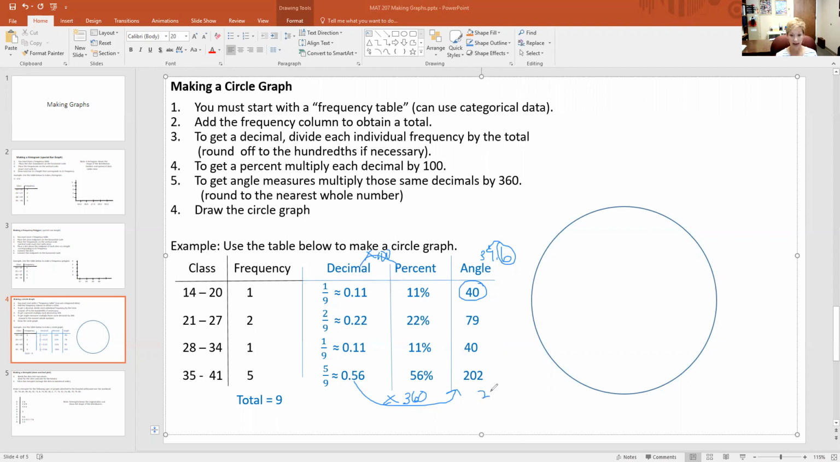Looks like when I did, I got 201.6. But see, that decimal is bigger than 5, so that one goes up to 202. All right. So now what I've got to do is go back and draw the circle. So I just draw me a circle. And here's what I do.